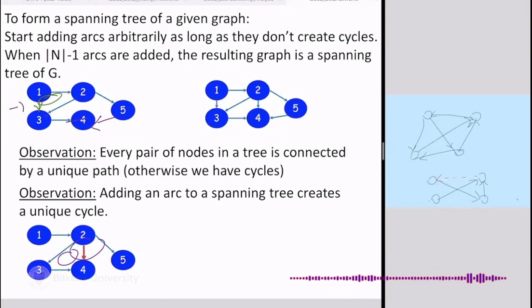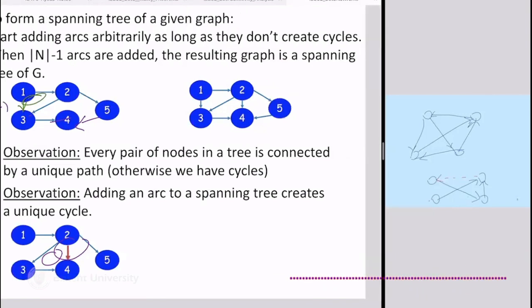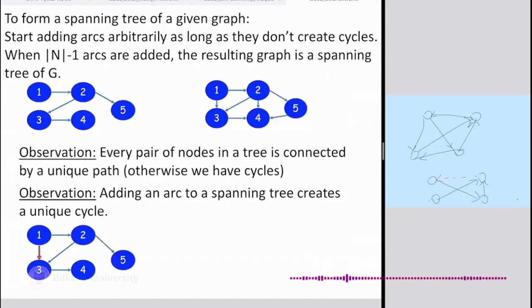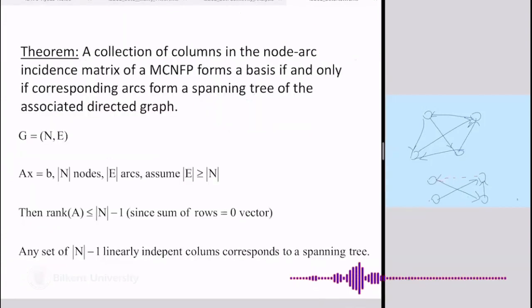No question. All right. We have already seen this. Now that brings us to our theorem. All the things we've done in the last 15 minutes were actually to come to this point.